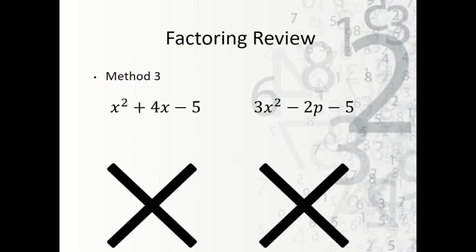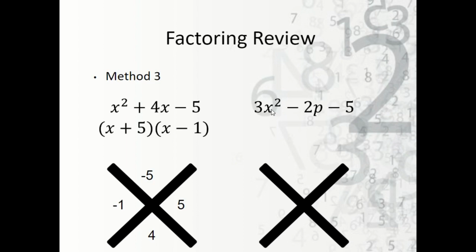Method 3 uses the x method. So we have x squared plus 4x minus 5. Well, we put minus 5 up top and 4 in the bottom. We need two numbers that multiply to get negative 5 and add to get 4. Well, I should recognize that that's 5 and negative 1. So this becomes x plus 5 times x minus 1.